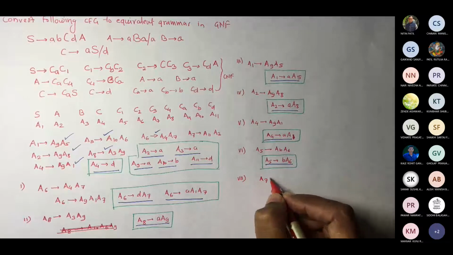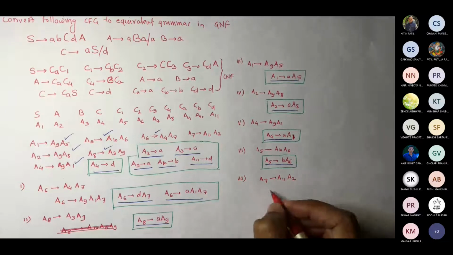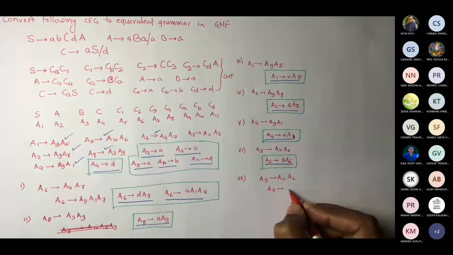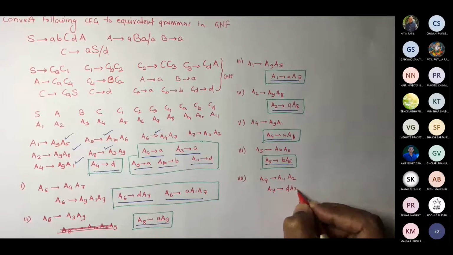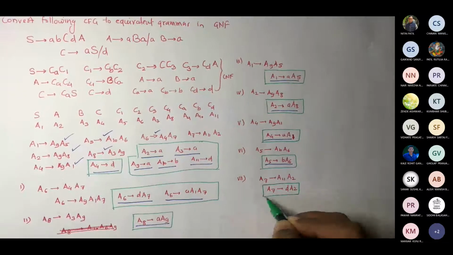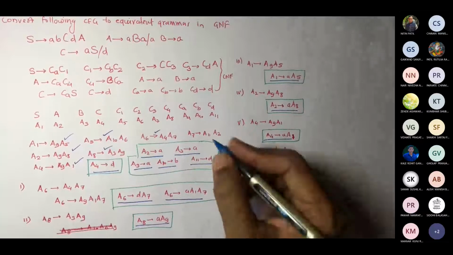So A7 gives A11, A2. So A7 gives, what is that? DA2. Correct. So this is also done. So now all productions are converted. Fine. All productions are converted.